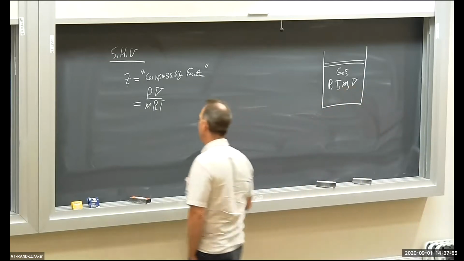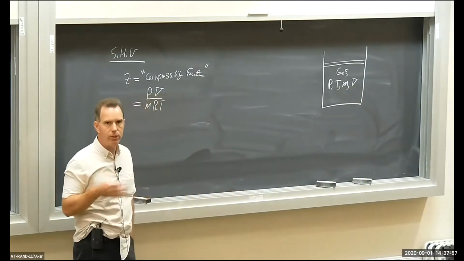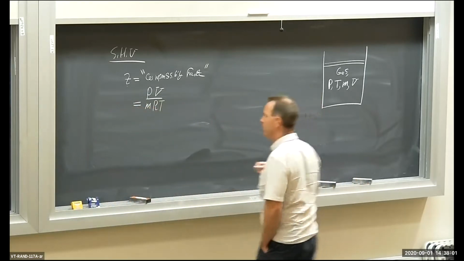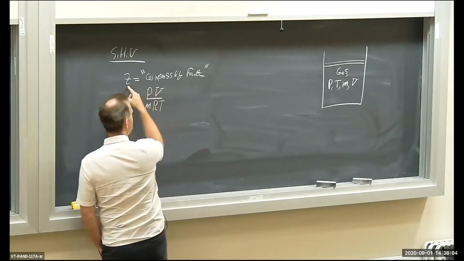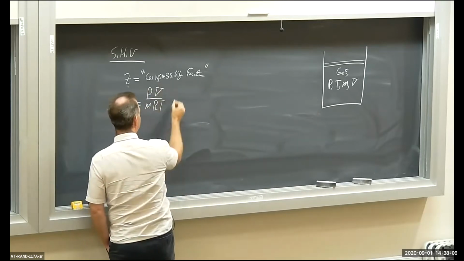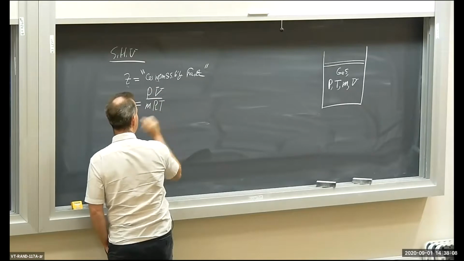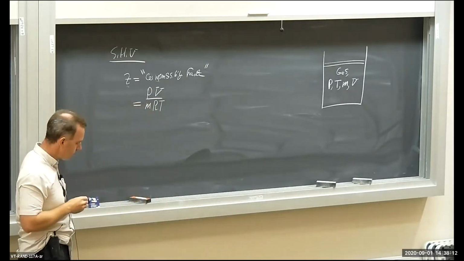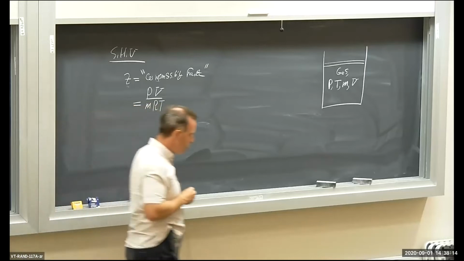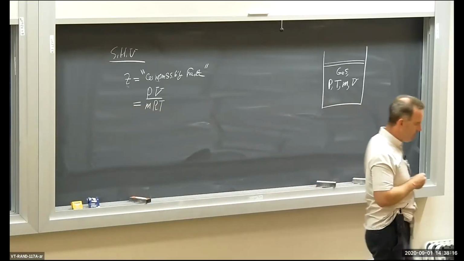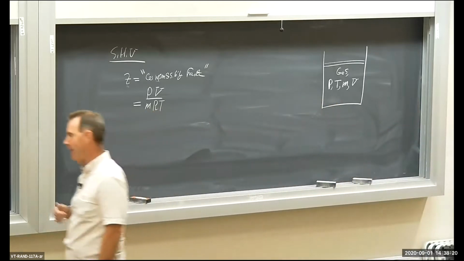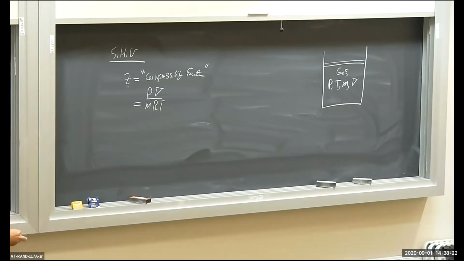Now, hopefully you've heard from physics of the ideal gas law. We're getting to that right here. If you set Z equal to 1, then you have what's called the ideal gas law. We're going to get to that in just a moment. So if we have a superheated vapor, we can use the compressibility factor to relate pressure, volume, temperature, and mass for a gaseous material.